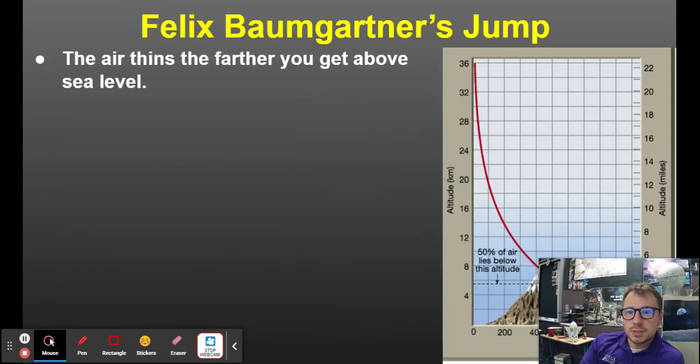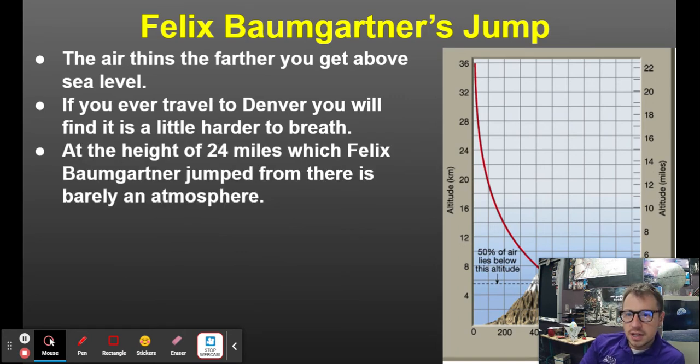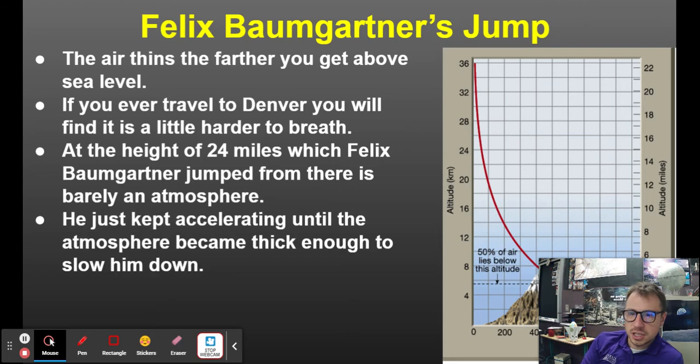So let's look at Felix Baumgartner's jump. Now, the air thins the farther you get above sea level. So if you ever travel to somewhere like Denver at a higher altitude, you notice that it's harder because the air is thinner. Now, at the height of 24 miles, which Felix Baumgartner jumped from, there is barely an atmosphere. There is a little bit, right? But not really a lot. And you can see on that graph, it doesn't even go up to 24 miles. It's just in the low percentages.